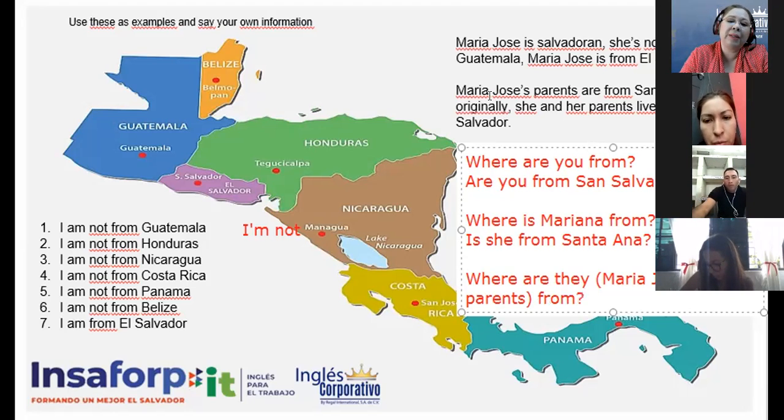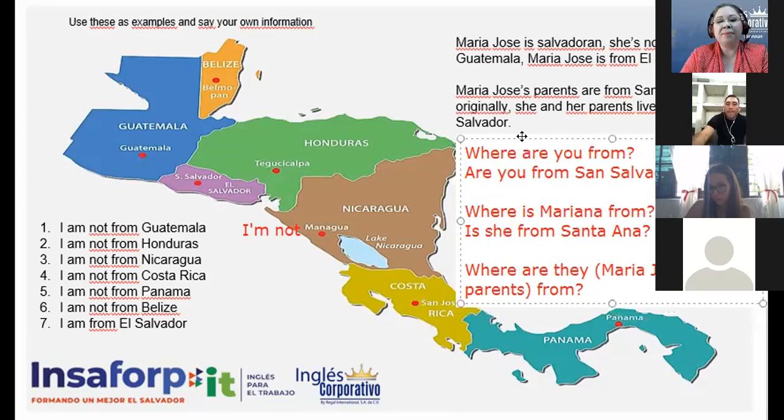Entonces, la respuesta a eso sería, María José's parents are from San Miguel originally. She and her parents live in San Salvador. All right? Okay. María José's parents are from San Miguel originally. She and her parents live in San Salvador. Okay? Bien. Is there any question so far?